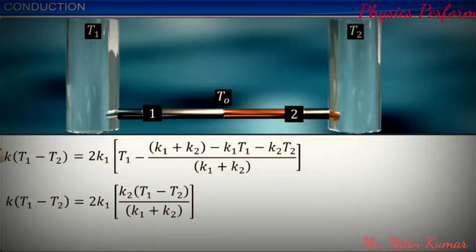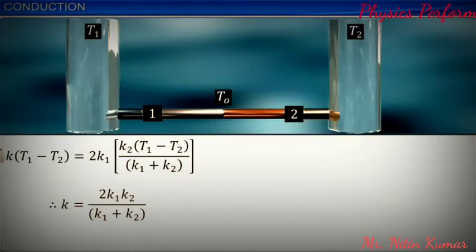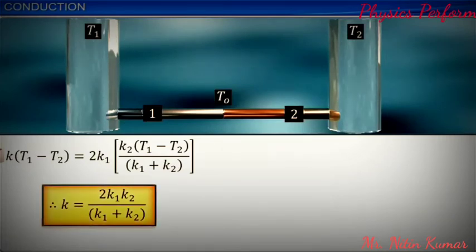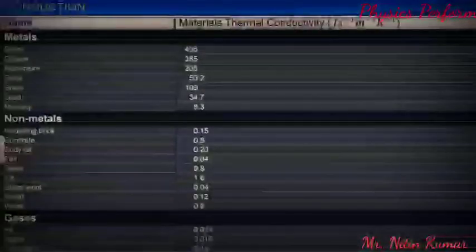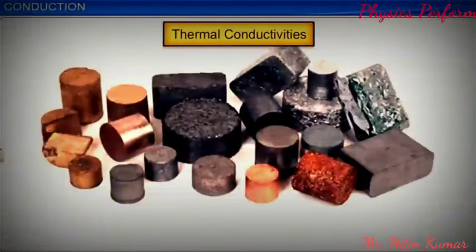Therefore, K is equal to 2 K1 K2 by K1 plus K2. This is the expression for equivalent conductivity when two conductors are connected in series. The table shows the thermal conductivities of some materials. Metals have very high thermal conductivities and hence conduct heat rapidly. Materials like wood, bakelite, and wool are bad conductors.